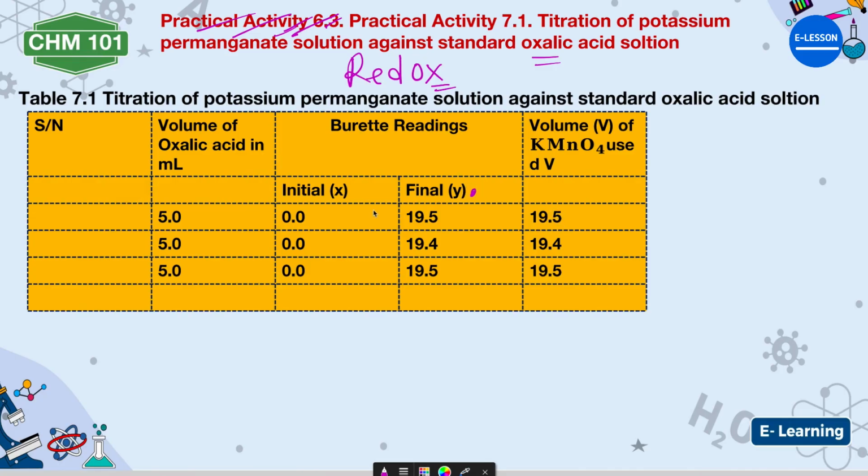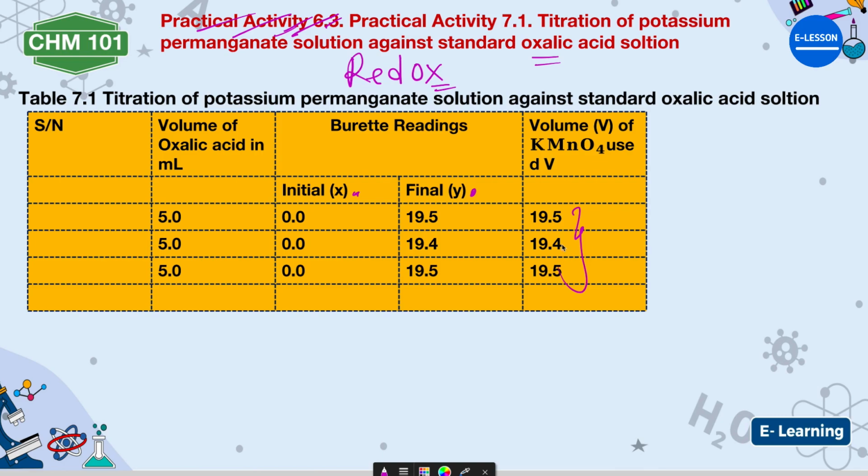That is your final minus initial. 19.5 minus 0, this one gave us 19.5. And then 19.4 minus 0, this one gave us 19.4. And then 19.5 minus 0, this one gave us 19.5. I believe in this particular practical, you didn't actually do any rough titration. Hence, the three of them are accurate titers. Hence, you are going to use them to get your average volume of KMnO4 used.